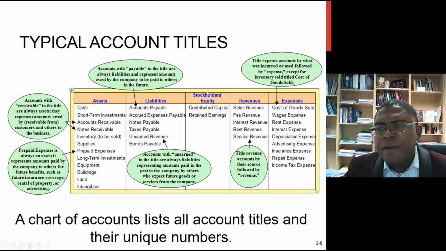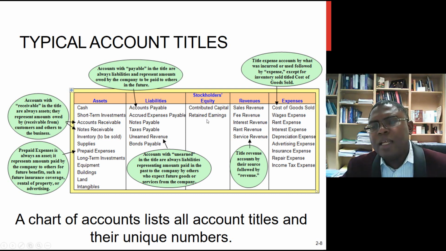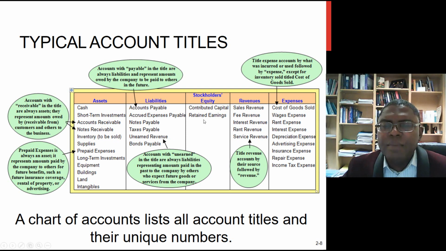Then we have stockholders' equity accounts. We have contributed capital, which is an amount of money that shareholders contribute into the business. We have retained earnings, which is the earnings that have been made by the business, but instead of distributing through dividends, the company retains that money. They keep that money in the business. That is retained earnings.